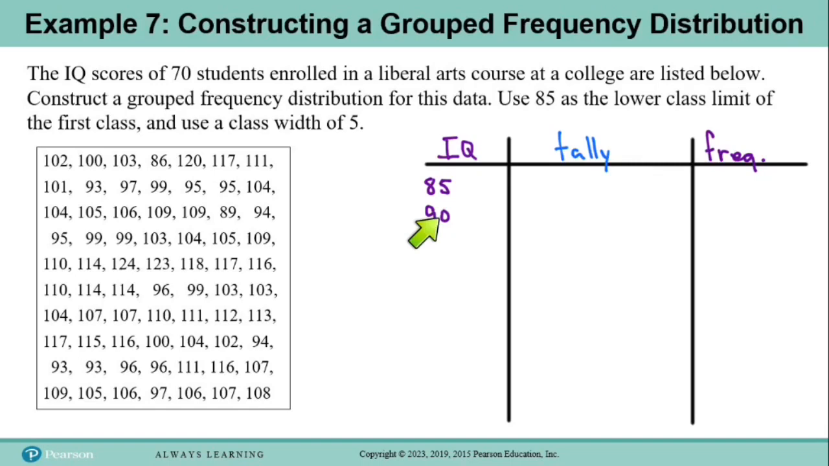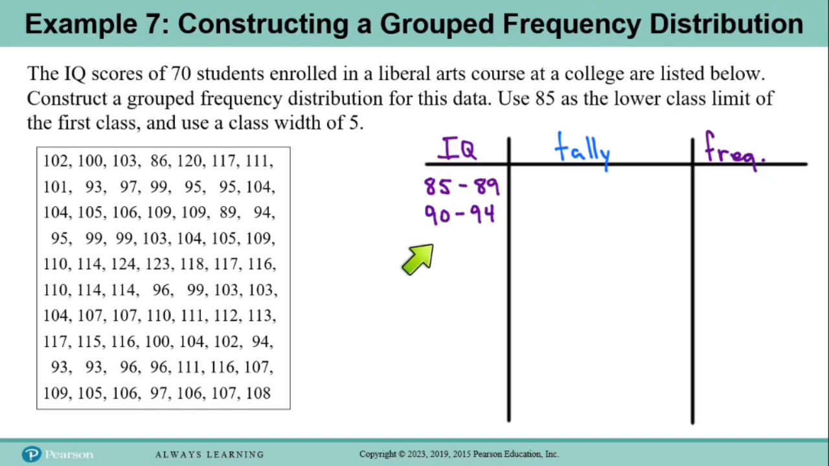Now that we have that, let's go back and put the upper class limit of the first class. If the second class starts at 90, the first class needs to end at 89. So our first class goes from 85 to 89, and from here out we can get all the rest of the numbers by adding 5 to the previous number. So 89 plus 5 is 94. Now for the next class, just add 5 to both of these numbers.